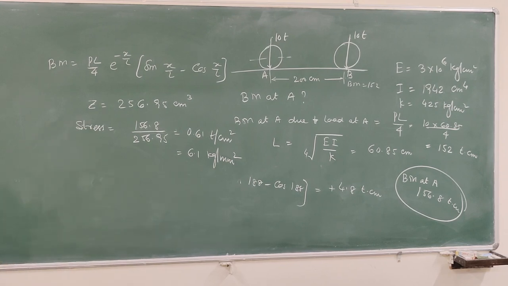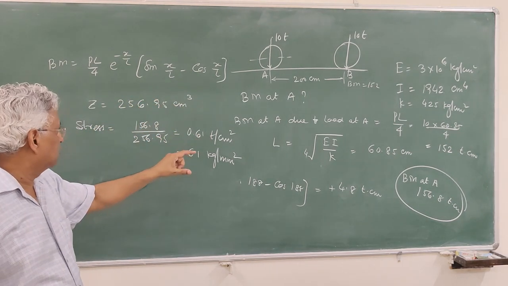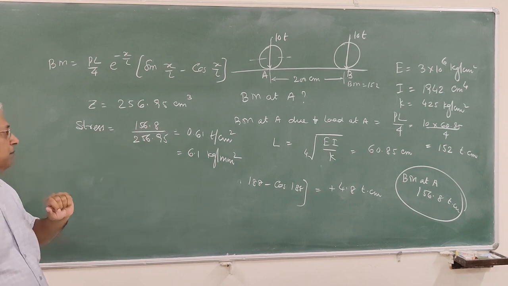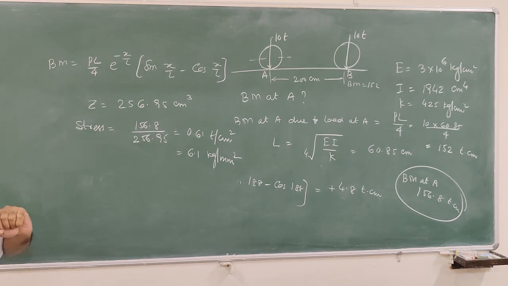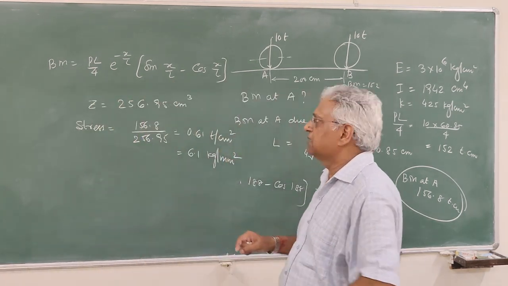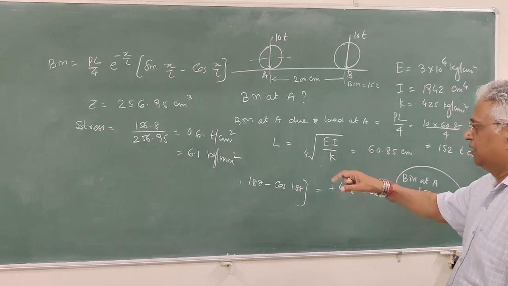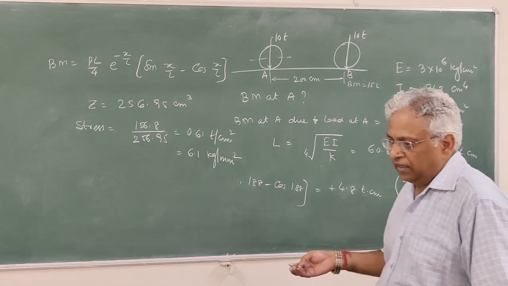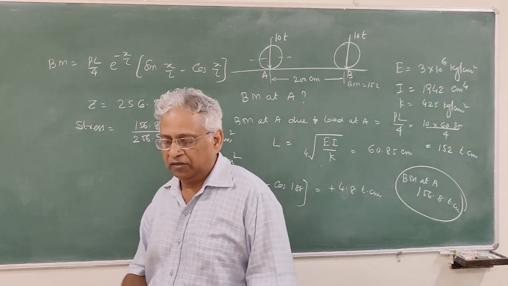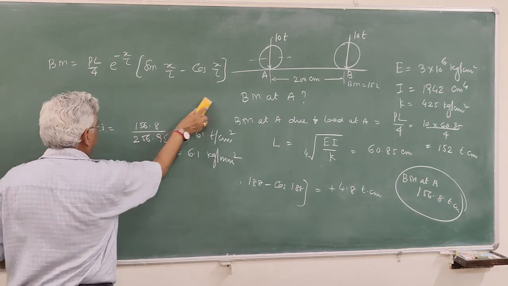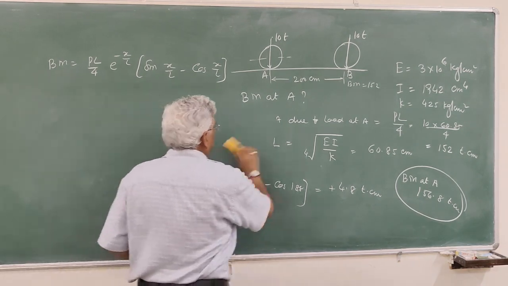Now this must be less than the bending stress allowed in the rail, and bending stress allowed in the rail is 23.5 kg per millimeter square. That depends upon the rail section. For a 52 kg rail, it is 23.5 kg per millimeter square. So that is how we calculate stress in a rail due to vertical load. The second type of load which a rail experiences is the lateral force.